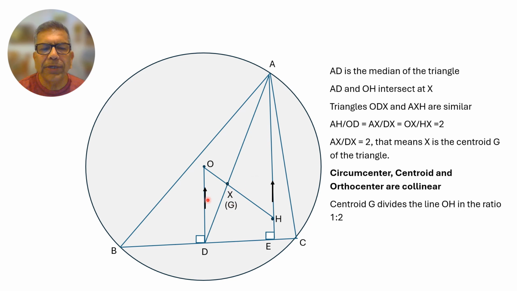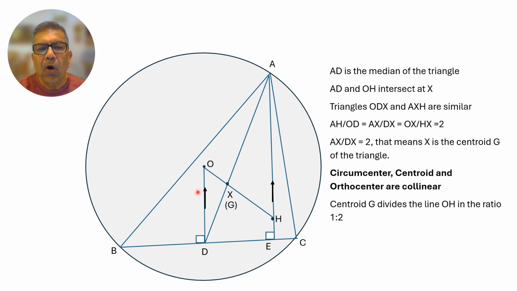Now these two triangles, ODX and AXH, are similar triangles because OD is parallel to AH. Both are perpendicular to the base. These are opposite angles. OXD and AXH are opposite angles. That means, and these are parallel lines, so the alternate angles are equal. So these two triangles are similar.